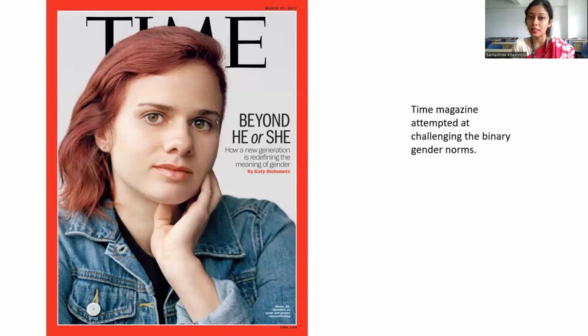Then we have some magazines, some posters, some front page covers which are challenging, which are talking about things otherwise, giving a space to those people who are always questioning the heteronormative society. This is a Time magazine issue where the magazine has given space to queer persons and queer personalities. It has a subtitle, Beyond He or She. So there is an uprising of a generation which is not following the conventional social order.